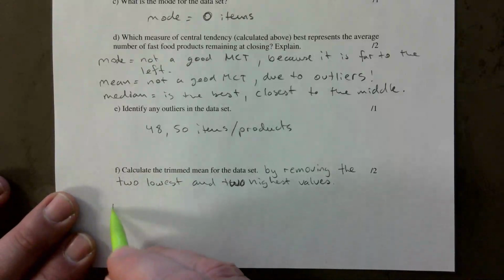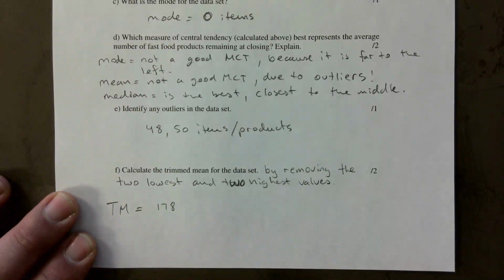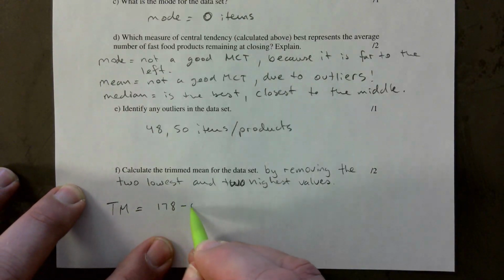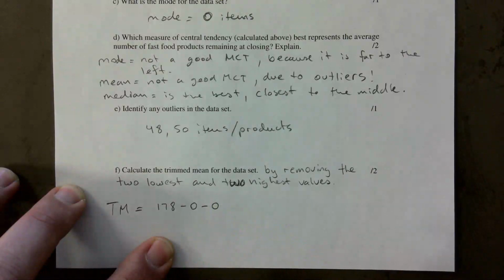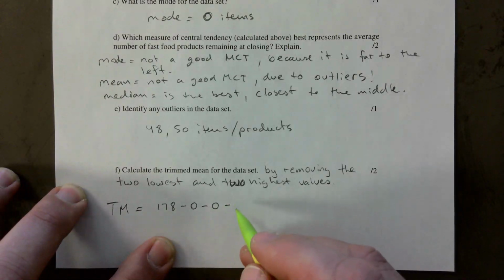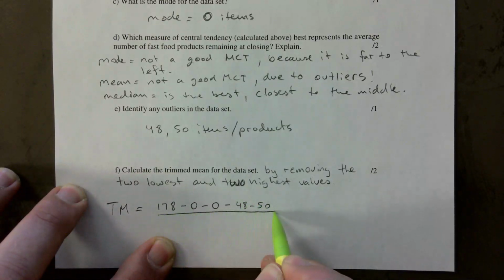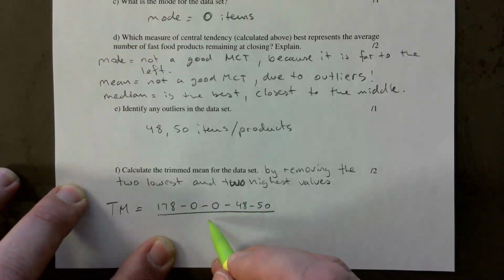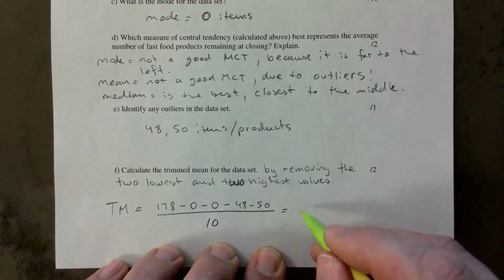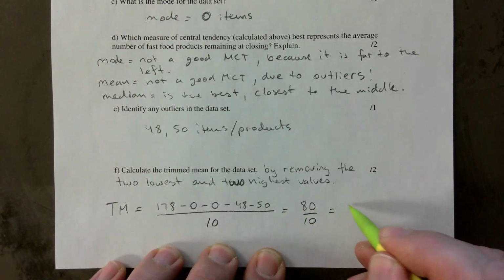Okay, so for the trimmed mean, I'm going to take this 178 that I had at the top. I'm going to subtract the items I'm removing. I'm removing a 0 and another 0. I know this is pointless, I know that. Minus the 2 outliers on the higher end, which is 48 and 50. So how many remain? If you remove 4, you're left with 10. So here's your 80 over 10, which is 8 products.